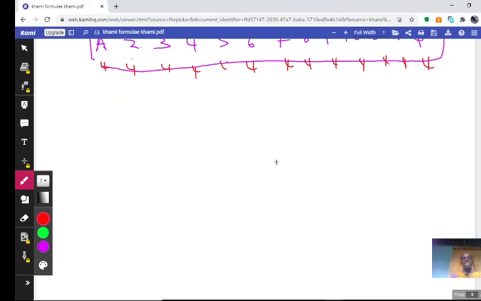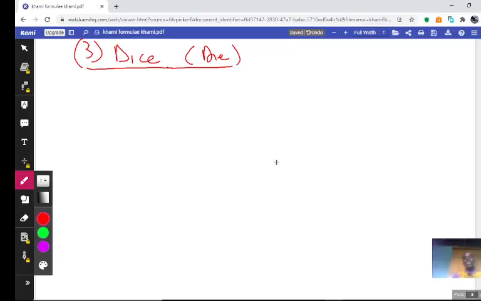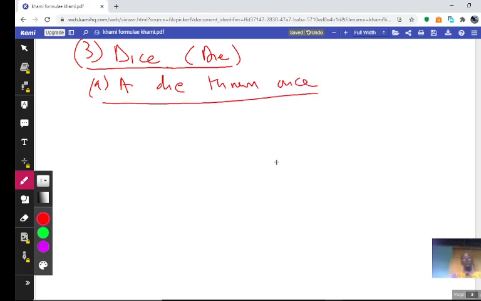Then the last application of probability is application on dice. That is number 3, dice. If it's one die, then the plural is dice, right? Two or more dice. How many sides does a die have? Because you have two scenarios here. A, we have a die thrown once. How many possible outcomes do we have? So the possible outcomes here are based on the number of sides on a die.